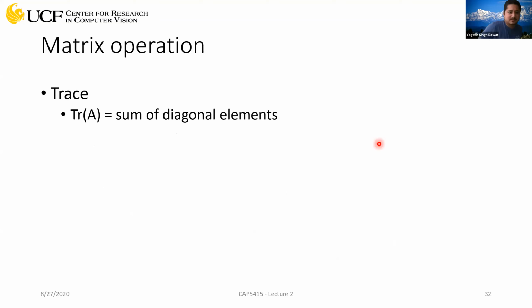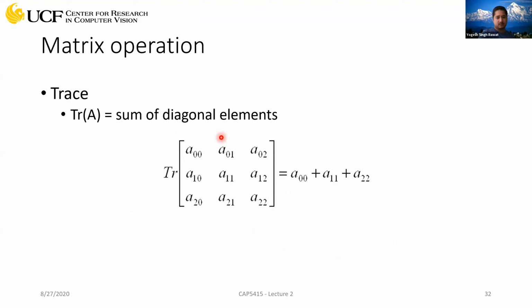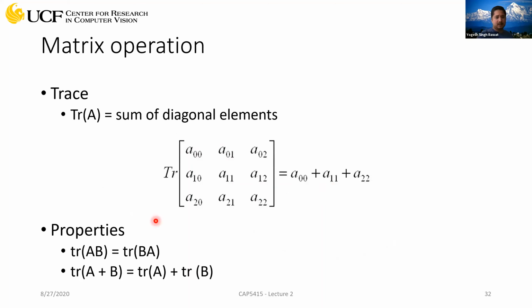Okay, so this is just another operation. You can compute trace of a matrix, and it's simply summing the diagonal values. So if you have a matrix like this, then if you sum up these values, that will be the trace of this matrix. And again, trace of multiplication of two matrices is commutative, and if you add those two matrices, the trace is not going to change. So again, these are easy to prove as well.